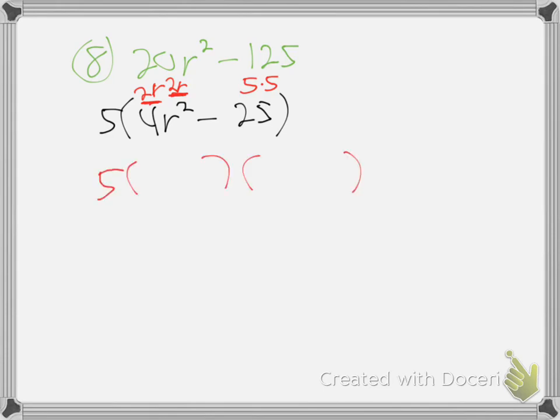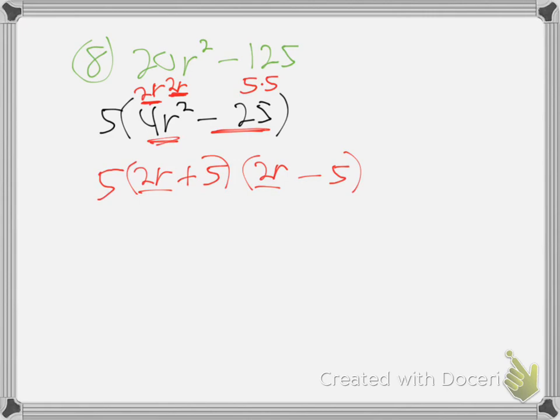2 parentheses. The 2r's go in the left, because 2r times 2r will go back to 4r squared. The 5's go in the right, because 5 times 5 is 25. But how do you get negative 25? One positive, one negative, either order, doesn't matter, one of each. Done. That's good? So always do that GCF first, or nothing will make sense. It'll look totally weird.